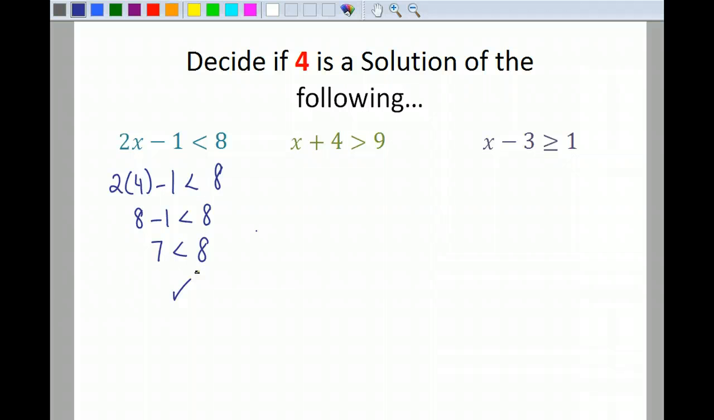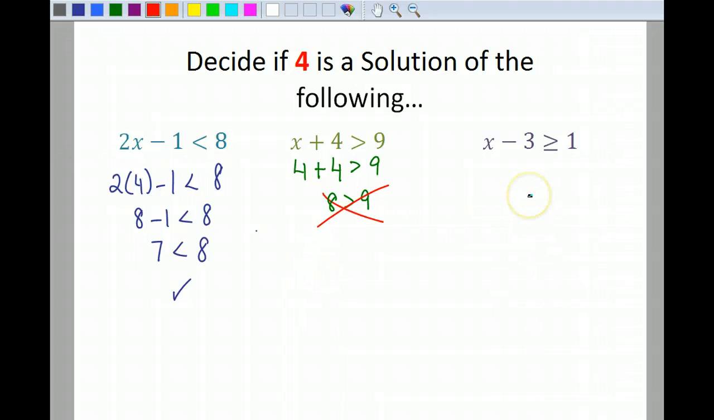Now I want you to pause the video, and I want you to work the next one and tell me if x plus 4 is greater than 9, if 4 is a solution for that inequality. Okay, so for the next one, you have 4 plus 4 is greater than 9. 4 plus 4 is 8. Is 8 larger than 9? No, so this is not a solution. 4 is not a solution for this one.